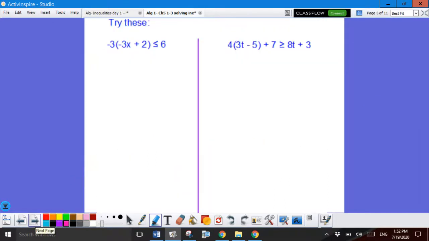All right, let's keep going. Why don't you go ahead and start solving these guys. Let's see what you can do with these, and watch for that negative in that last step. I will catch up with you in just a second. So go ahead and hit pause, and we'll go from there.